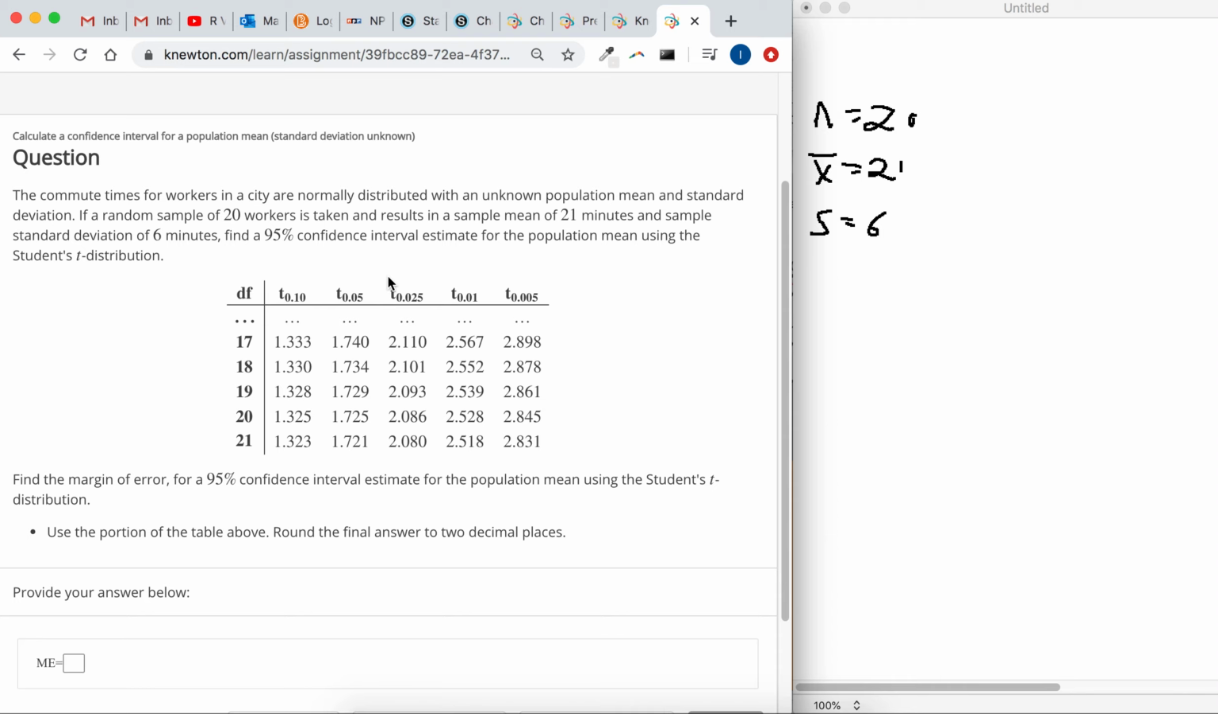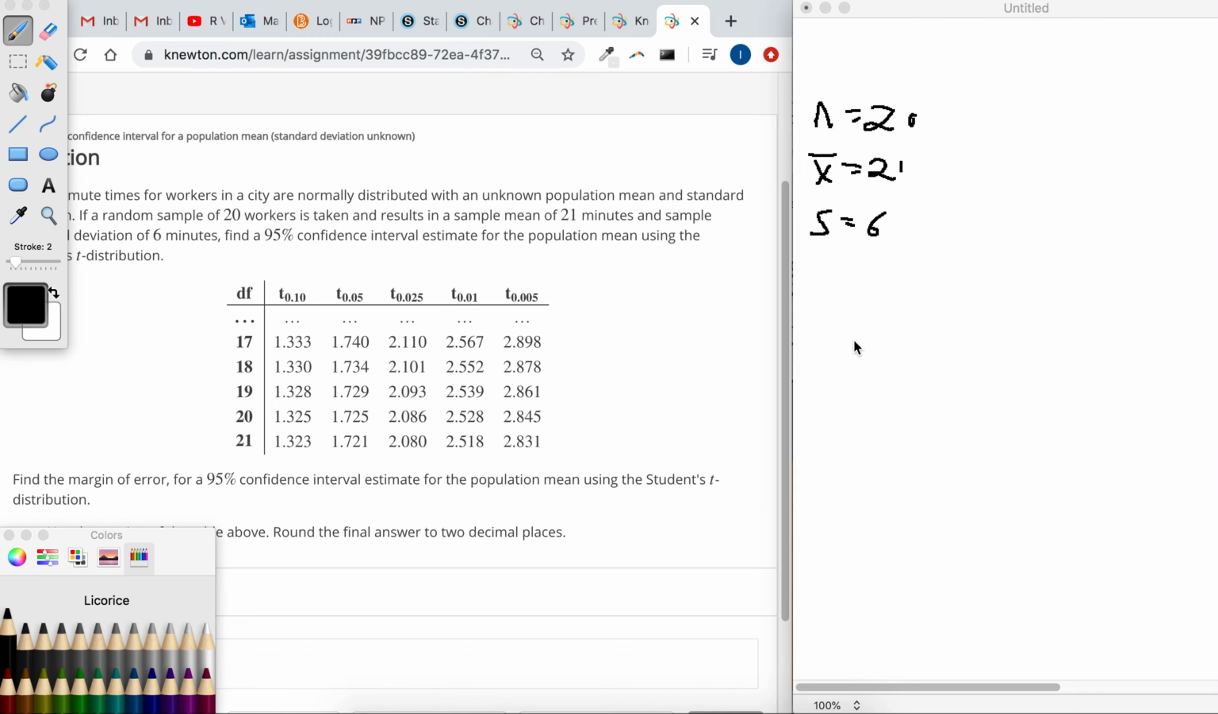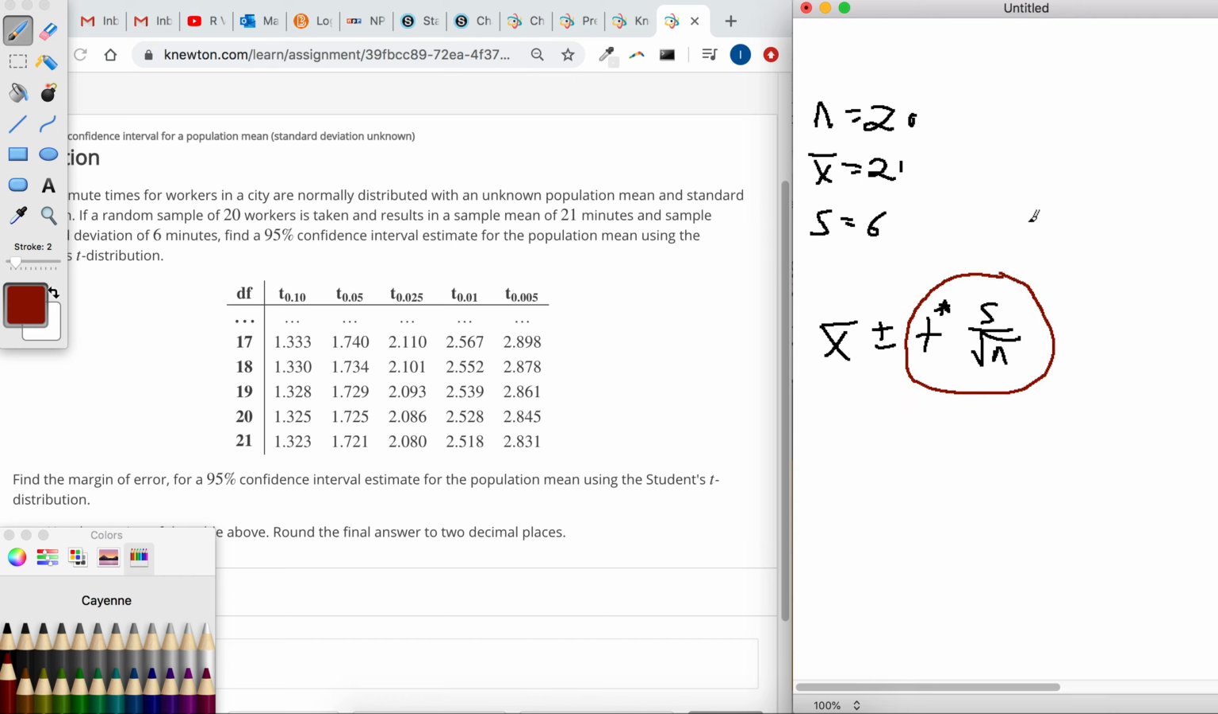Okay. We're supposed to find a 95% confidence interval, and then they just want us to report out the margin of error. So when you calculate a confidence interval for a mean, take the sample mean, add or subtract t star times the standard error of the mean. But the problem is, well, actually, no, sorry. The problem is they ask us for just the margin of error. So we just have to solve this part of the formula, and then we'll have what they're looking for.